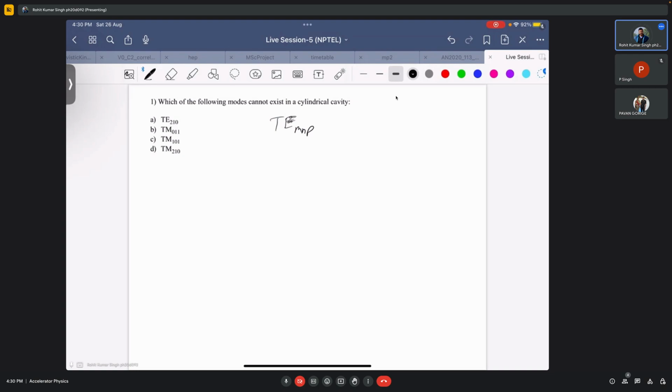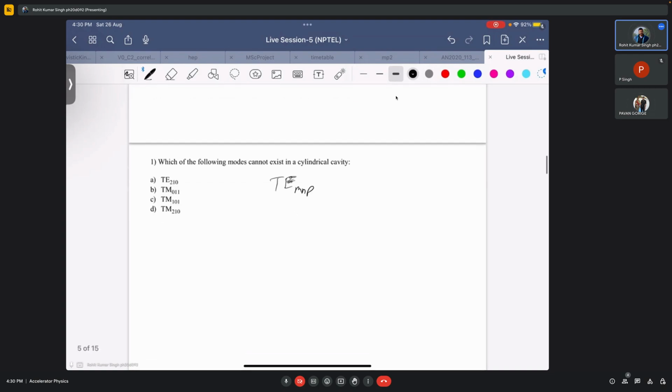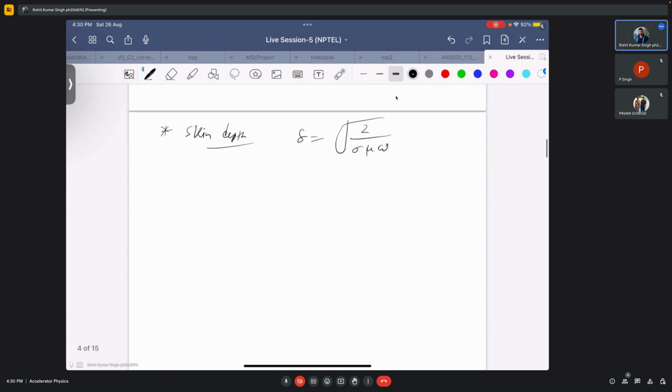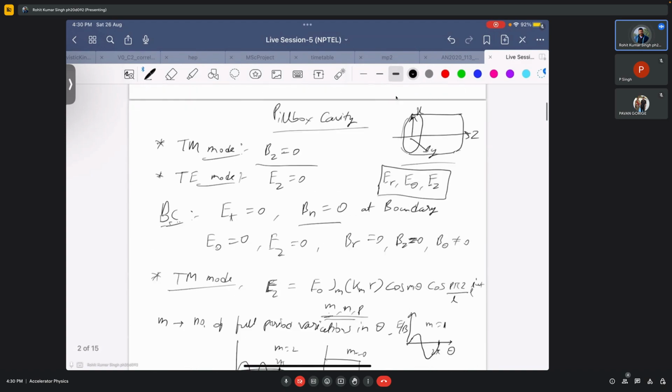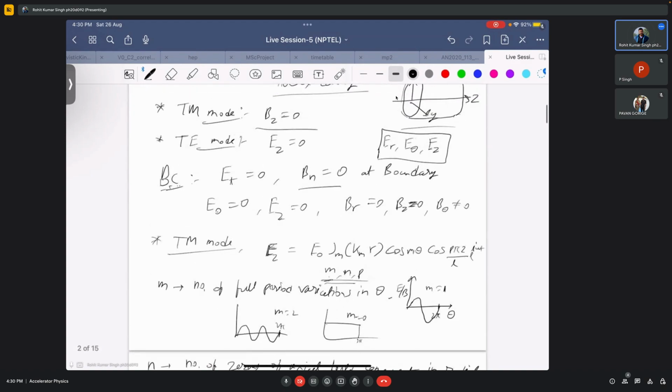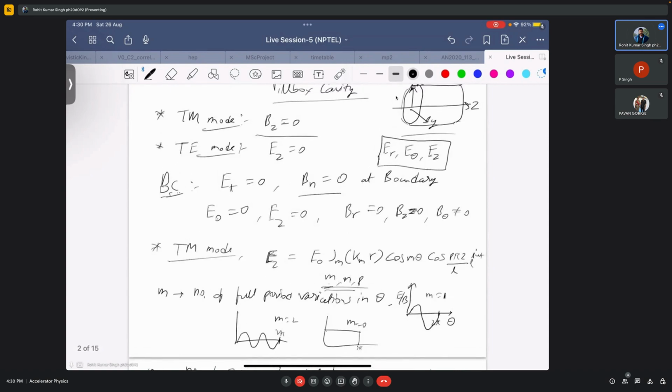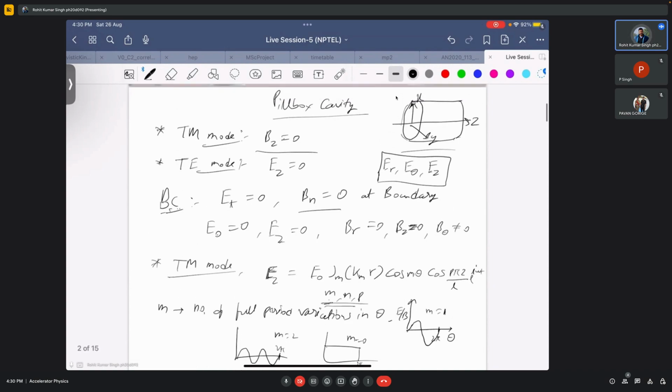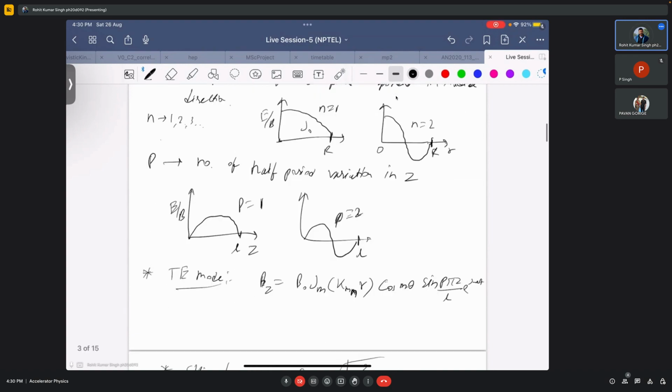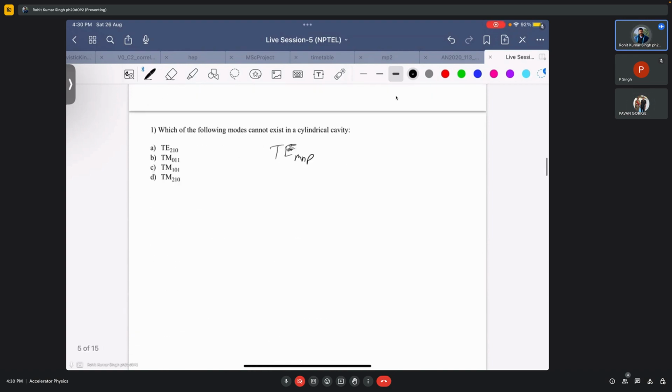Okay, so let's go again here. As I mentioned, we have these boundary conditions, right? And we have this form of electric and magnetic field. So based on these, we can see.